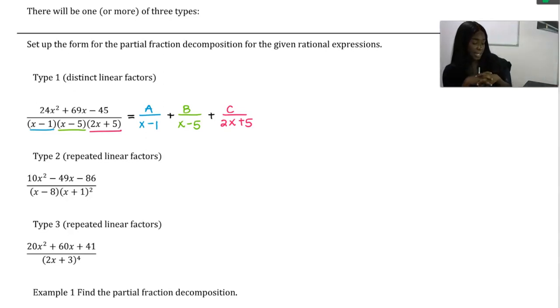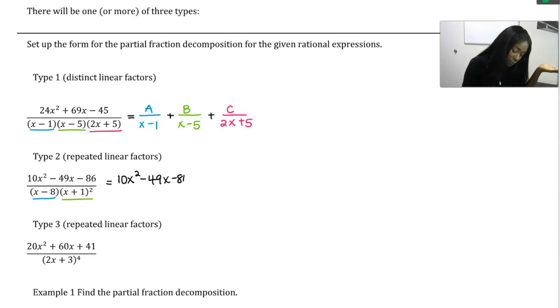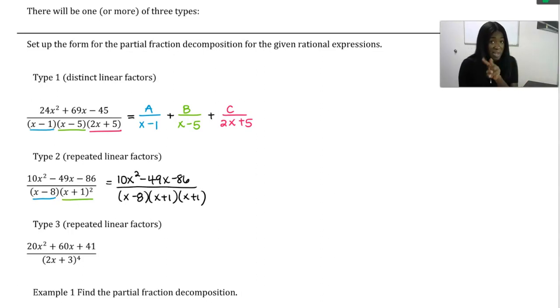Now let's look at another example, type 2. Notice that now type 2 has a repeated linear factor. It does have some distinct ones, right? Because there's the x minus 8, which is one thing, and then there's the x plus 1, but that x plus 1 is squared. So you don't have to do this step. I'm just going to write this because I want to emphasize that that is repeated. That is x minus 8 over x plus 1 times x plus 1. Right? The x plus 1 showed up twice because it's squared.